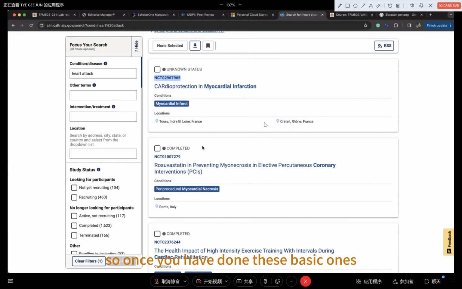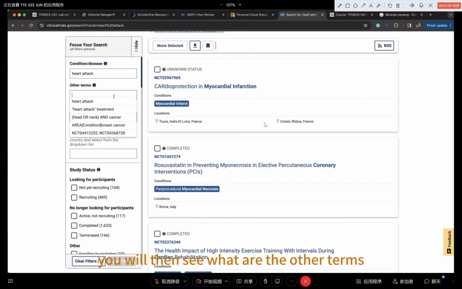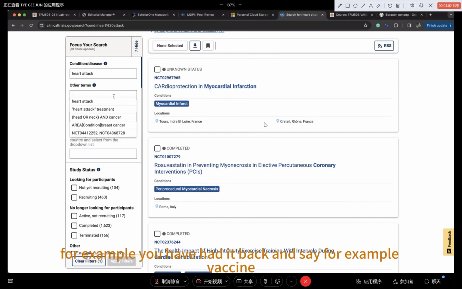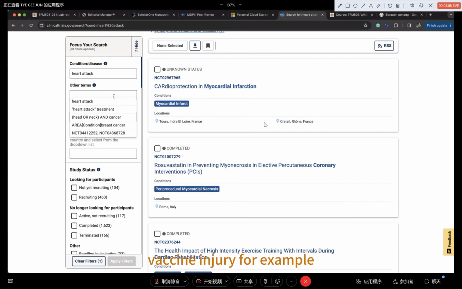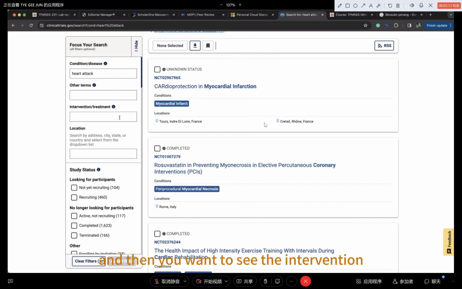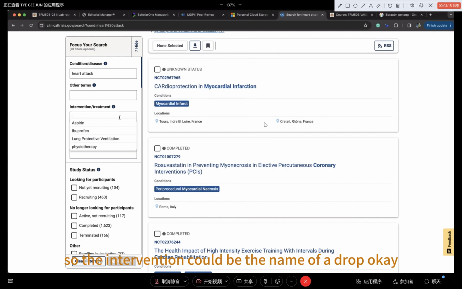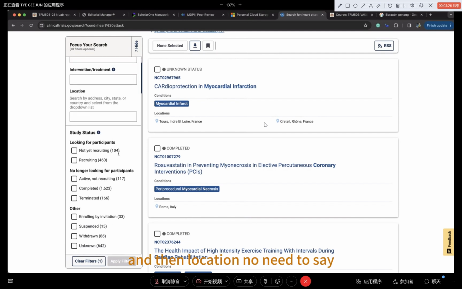Okay, so once you have done these basic ones, you will then see what the other terms are. For example, you have heart attack and, say, vaccine injury, for example, the one that is caused by the mRNA vaccine. And then you want to see the intervention. The intervention could be the name of a drug, or it could be the name of a method, or if it's for diagnostics, sometimes you can also include that. And then location, no need to say.